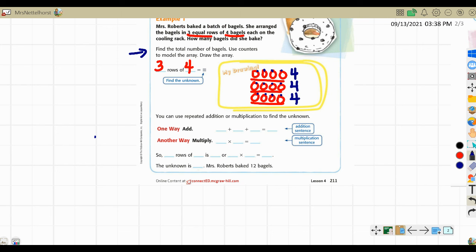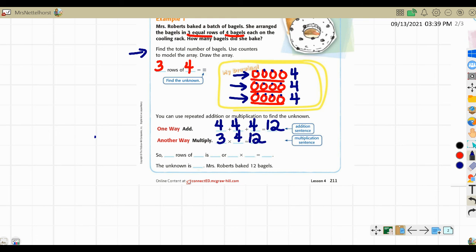So I add those up to get my total. So I'm going to put 4 plus 4 plus 4. And if I count up all the bagels, I can count that there are 12. I can also say 4 plus 4 is 8, and 4 more is 12. So that's my addition sentence. Now, I can do a multiplication sentence. I have 3 rows, 1, 2, 3 rows of 4 in each row, which equals 12.